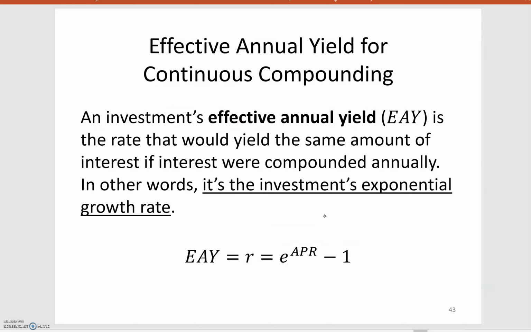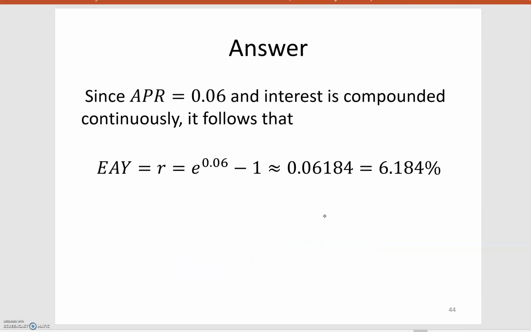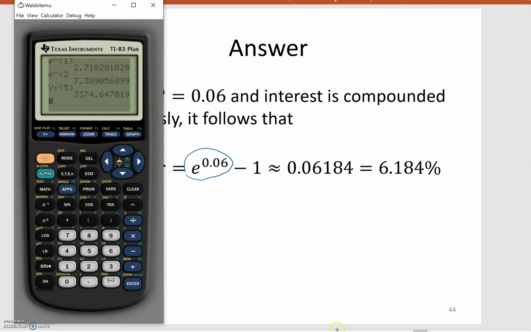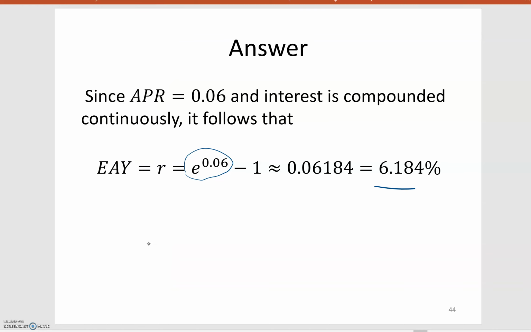So this slide that you're looking at now just explains that in a bit more depth. And as I said, it's the investment's exponential growth rate, and there is the formula to memorize. So for the example that we just did, the EAY would be e to the 0.06. Let's actually compute it. So second e 0.06, no t, no variable, subtract 1, and multiply that by 100. And you get 6.184%.